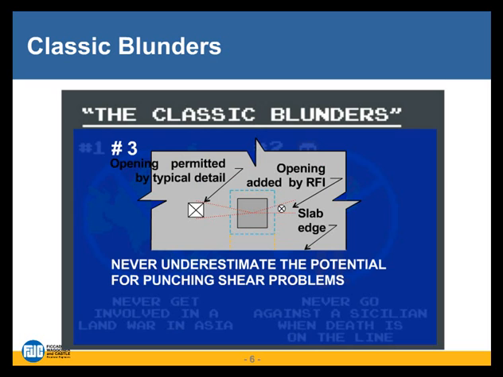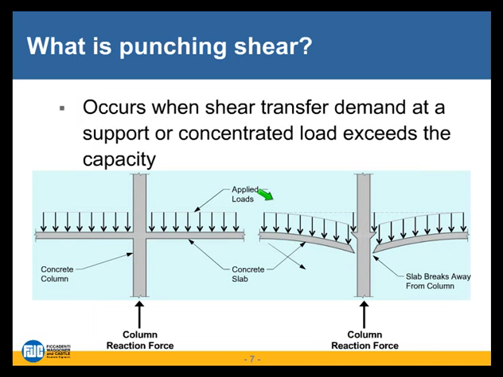And I would like to introduce a third classic blunder, which is never underestimate the potential for punching shear problems. When you go in and you design your column and your slab for that connection, and you say, oh, okay, well, this is the amount of load I'm transferring, and hey, I don't have any openings there, you might have permitted an opening to be placed using the typical detail here, or you might have had an opening added by RFI, or you might just have had both of those come in at the same location. Maybe you're close to a slab edge, and the program's not picking that up when you're doing your checks, or your hand back check didn't catch all of those. So it's important that you take those into account as you're moving along.